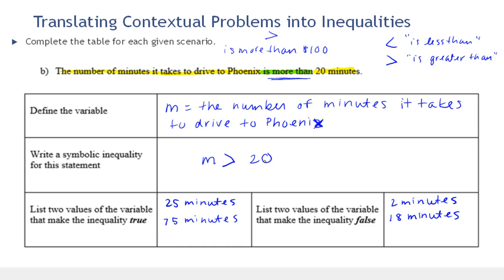And again, notice there are values that don't make sense. The number of minutes you travel cannot be 0 or negative, unless you have a TARDIS, Doctor Who reference. Hopefully it would never take you 20 million minutes to drive to Phoenix. This allows for that situation. I could put 20 million here, but that wouldn't make sense.